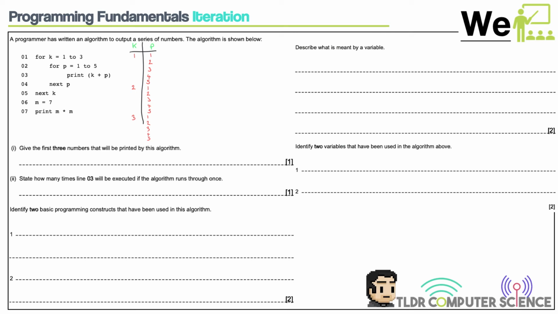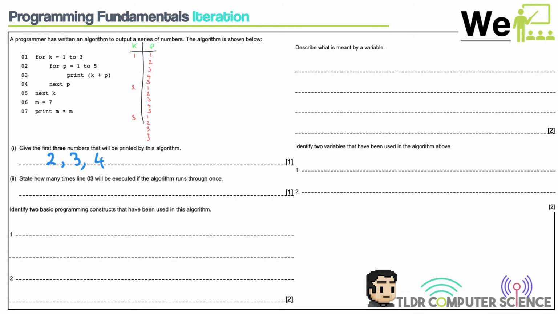So it says enter the first 3 numbers that we printed. It will be 1 and 1, so it's k plus p. What would the value be? The value 2. And then the next thing will be 1 and 2, because p has gone up, so that'll be 3. And then finally it will be 1, because k is still 1, but p is now 3, so 1 and 3, so it will be 4.